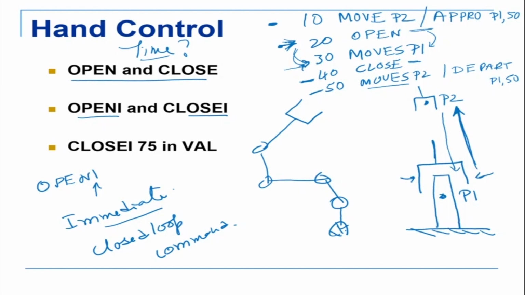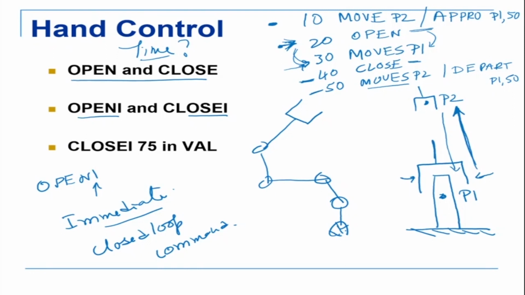In terms of close, it is first going to close the gripper, and after it is completed, then only it will go to the next line. Otherwise, it won't go. Okay, so open I and close I are closed loop commands, and they are used for catching objects when you are catching an object and when you are departing from it.